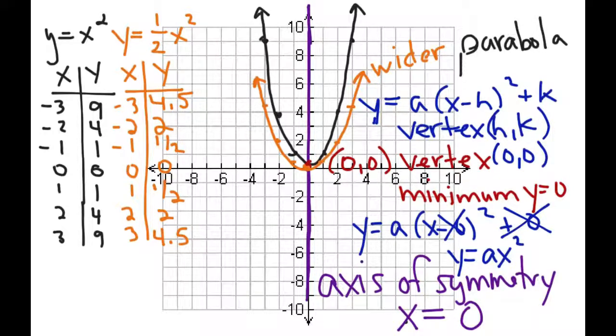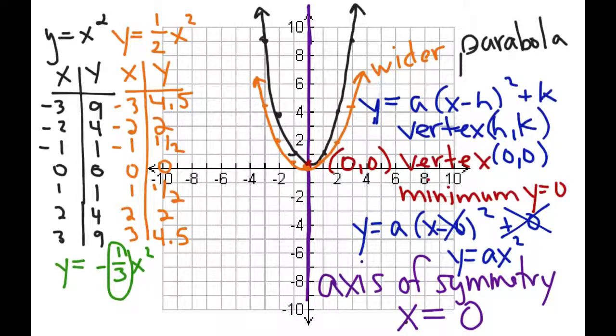Now let's talk about what would happen if instead I wanted to graph y equals negative 1/3 x squared. Well, two things are going to happen. First of all, when we multiplied x squared by 1/2, it made the parabola wider than y equals x squared. So the 1/3 is going to make it wider. But I wonder what the negative might do to the function.